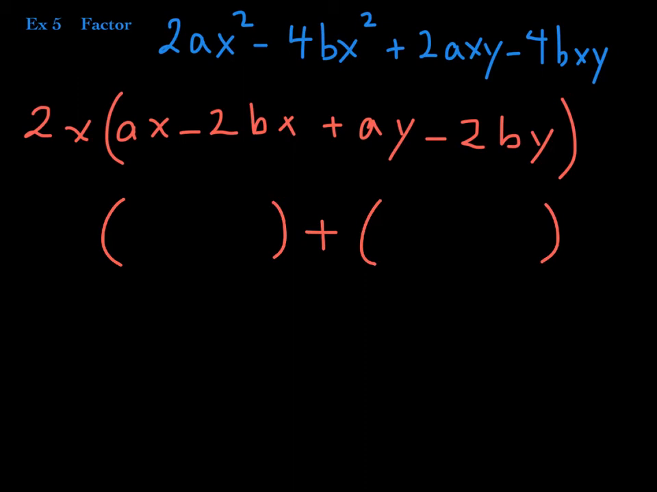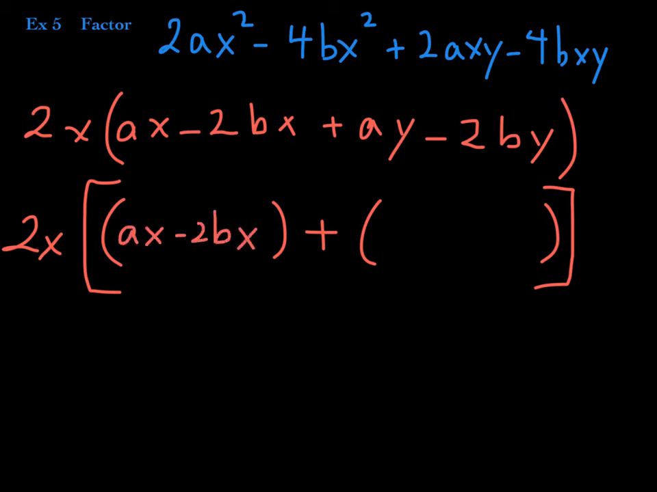Now the 2x came out of every single term. So I'm going to introduce another grouping symbol, maybe brackets, and put the 2x out front. Don't drop the 2x. Carry it with you all the way. All right, so I'm going to put ax and minus 2bx in the same group, and then I'll put ay and minus 2by in the same group.